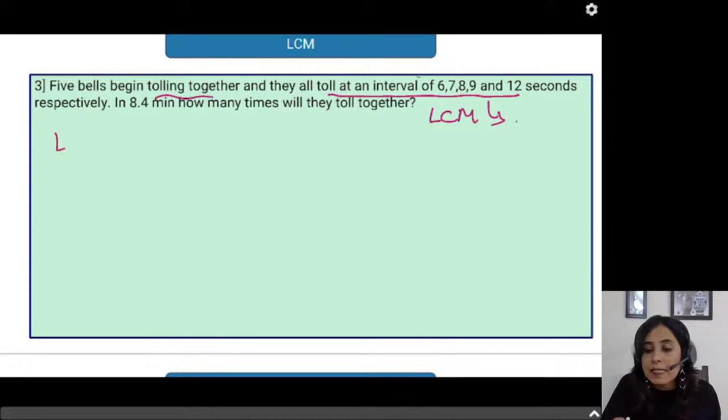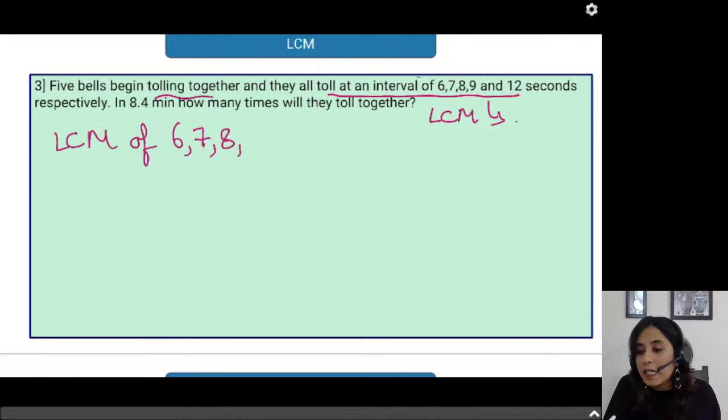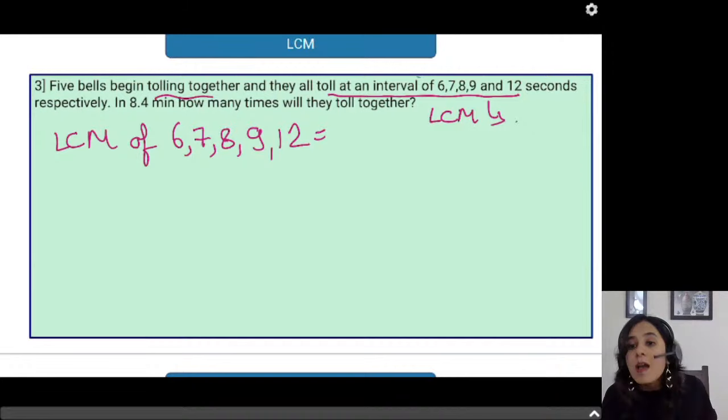So the LCM of 6, 7, 8, 9, and 12 is... So please find out what is the LCM of 6, 7, 8, 9, and 12. Somebody in the comment section, please tell me. Yes, people are giving answers. Himanshu and Rahul have given the answer as 2, and I think 2 is the correct answer. Daman is saying 3. Daman, can you please tell me what is the LCM of 6, 7, 8, 9, and 12?